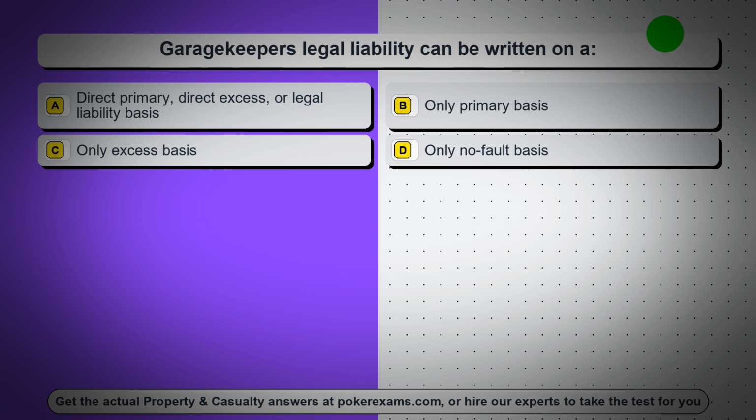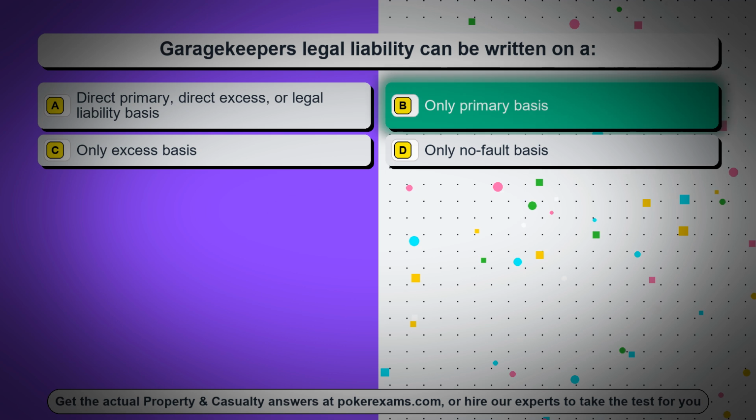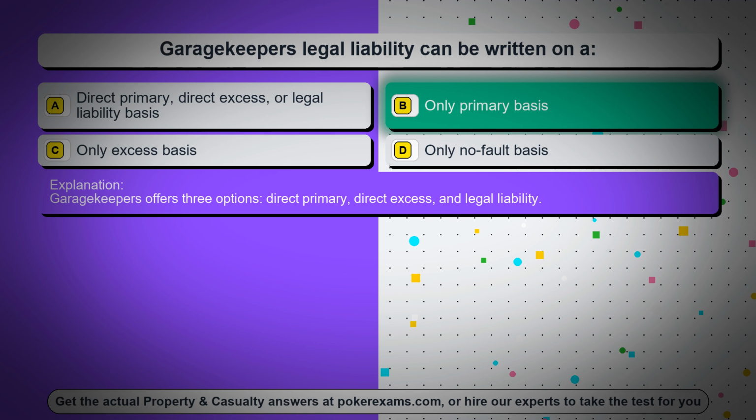Question 30. Garagekeeper's legal liability can be written on: Option A, direct primary, direct excess, or legal liability basis. Option B, only primary basis. Option C, only excess basis. Option D, only no-fault basis. The correct answer is option B, only primary basis. Garagekeepers offers three options: direct primary, direct excess, and legal liability.